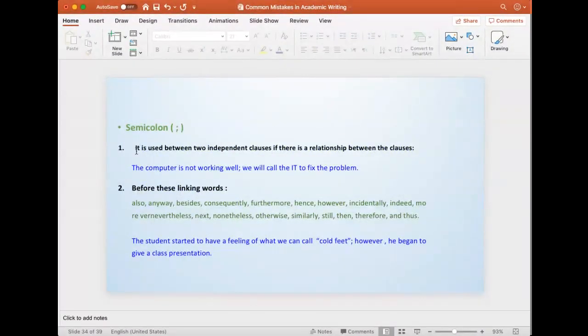Semicolon, as we have seen, separates two independent clauses. It also comes before linking words like also, anyway, besides, consequently, etc. An example here: the student started to have a feeling of what we can call cold feet; however, he began to give a class presentation. So this is somehow connected to the previous sentence. Instead of putting a full stop, we could put a semicolon.